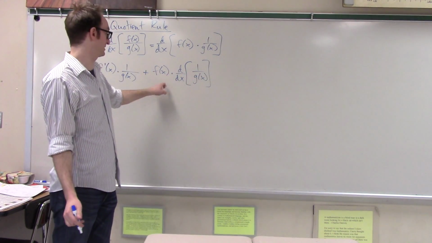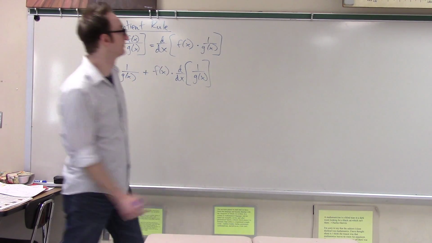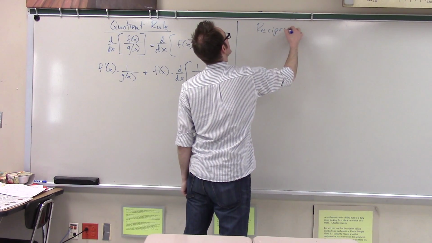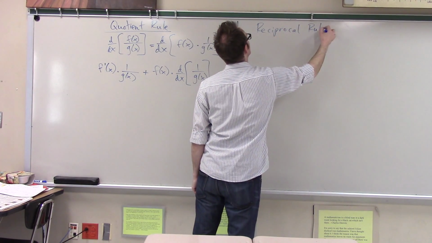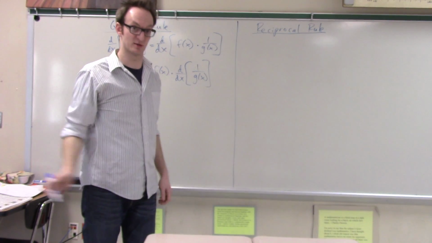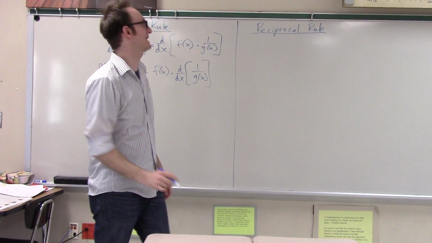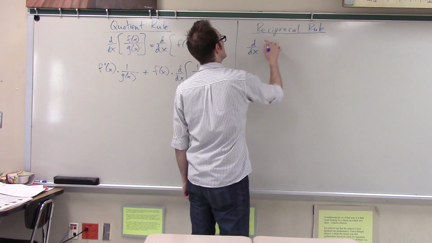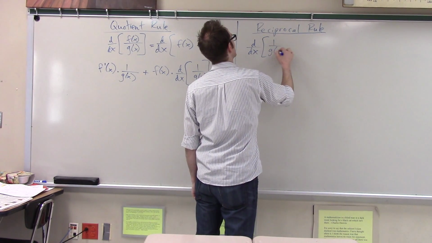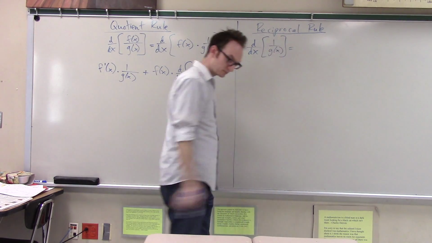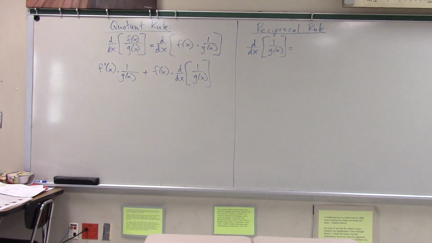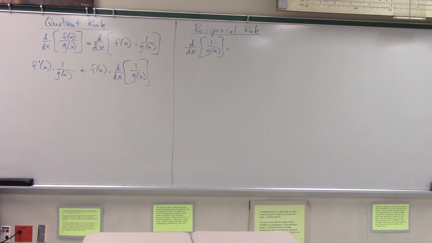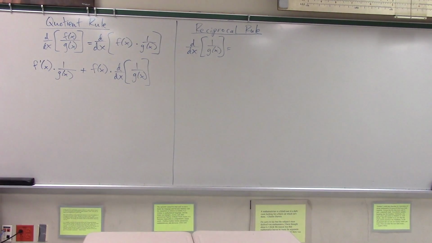So I'm going to pause this derivation of the quotient rule, and I am going to derive the reciprocal rule. The reciprocal rule is another rule that most math teachers skip. It's not that famous. It's not in our textbook. But it describes how, in general, to differentiate the reciprocal of a function, assuming I already know how to differentiate that function. Well, how do I do this? I guess we just try it.